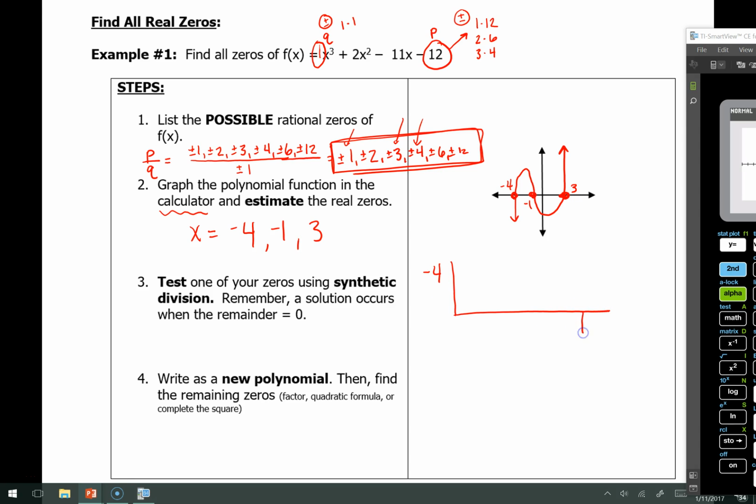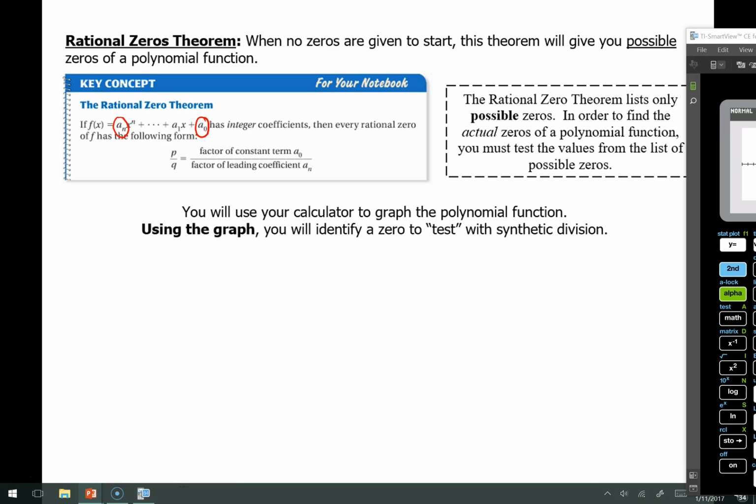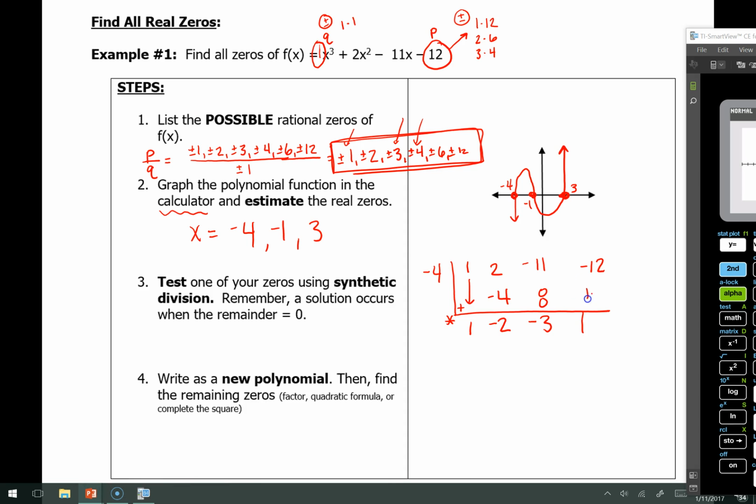So I'm going to set up my synthetic division bar here. Then I'm going to use my coefficients from the problem, 1, 2, negative 11, and negative 12. And I'm going to divide it out now. So I'm going to bring down my 1. Remember, you're multiplying on the outside, adding on the inside. Negative 4 times 1 is negative 4. 2 plus negative 4 is negative 2. Negative 4 times negative 2 is positive 8. Negative 11 plus 8 is negative 3. And negative 4 times negative 3 is positive 12. That gives me a remainder of 0, which is good. That means it checks. Negative 4 is one of my solutions.